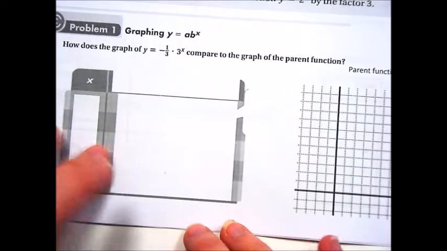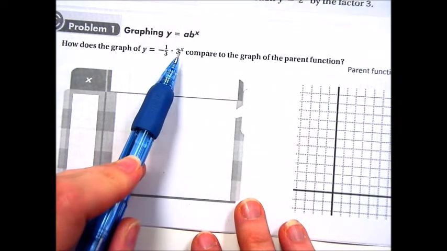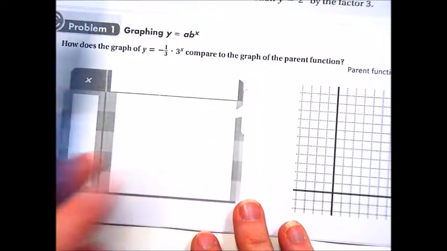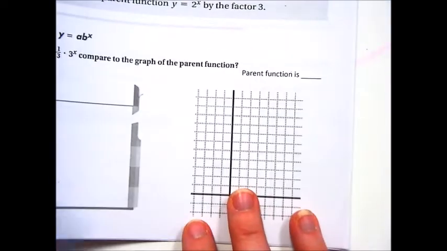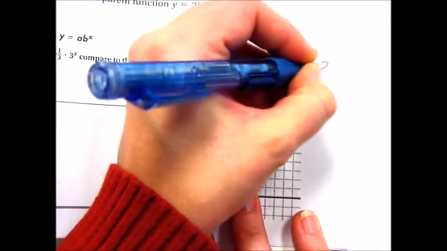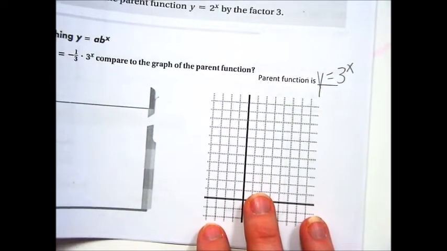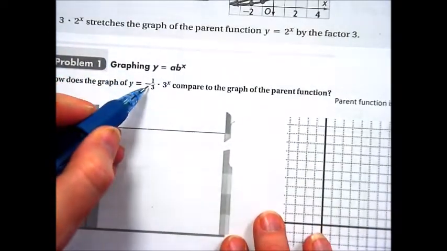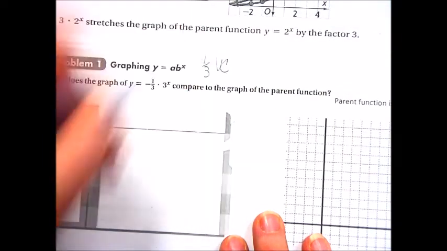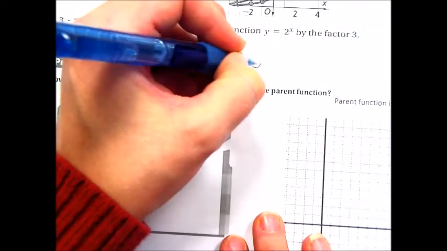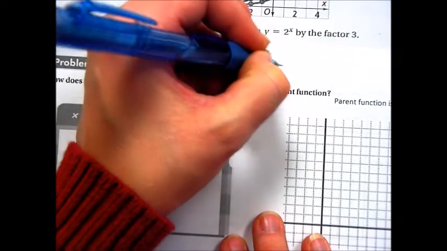As we come to problem 1, we see that our equation is y equals negative 1/3 times 3 to the x power, and we want to compare it to the graph of the parent function. Something important for you to realize is what the parent function would be. The parent function would be y equals just the 3 to the x part. It would not include the negative 1/3. Compared to the parent function, this one is vertically compressed because of the 1/3, so I'm going to write 1/3 vertical compression, and the negative sign would rotate it around the x-axis. It reflects it.